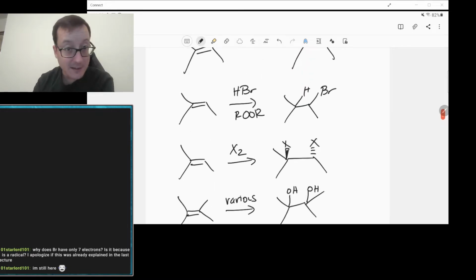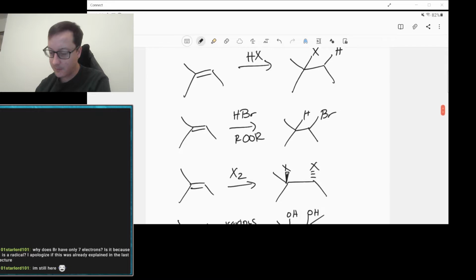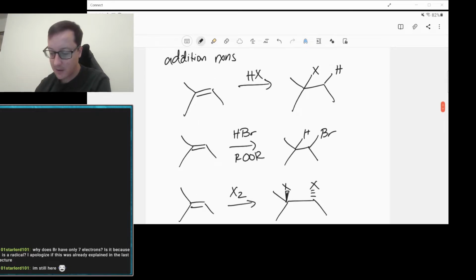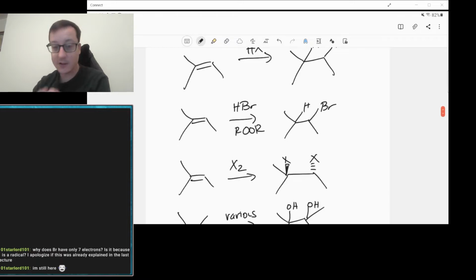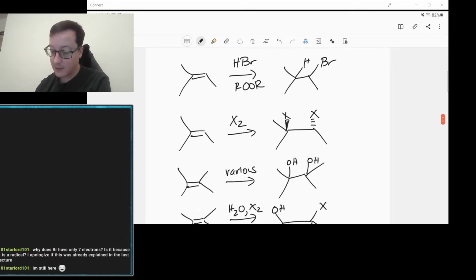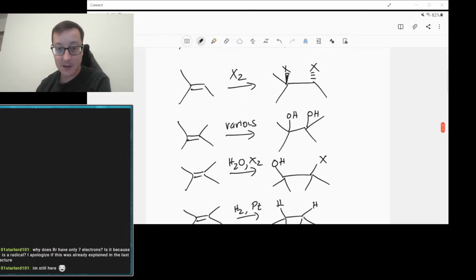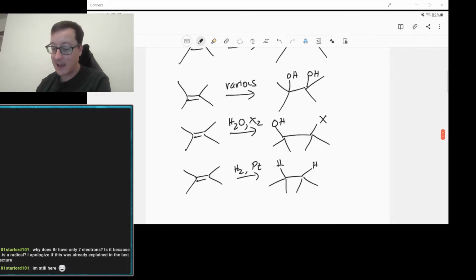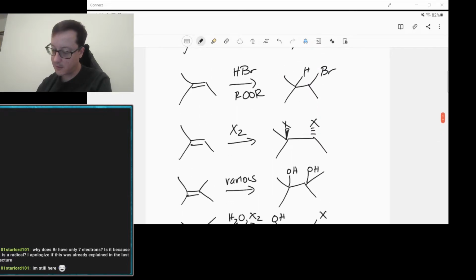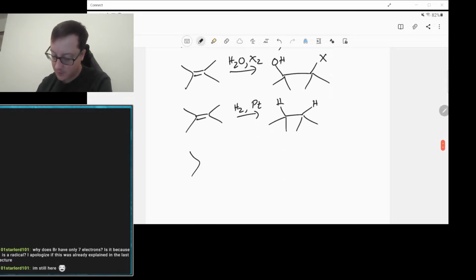And these are just the additions. So we're going to have other reactions besides additions later on. We're going to see we can add a halogen. We can add a halogen to either side. We can add two halogens. We can add some hydroxys. We can add a hydroxy and a halogen. And we can add some hydrogens. I don't think we need a single hydroxy. We've got a couple ways to do that as well.